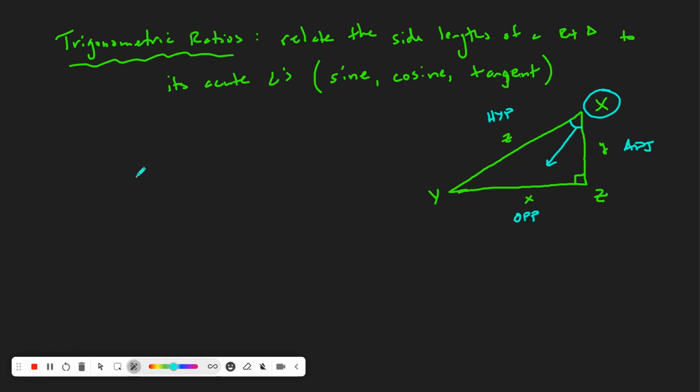Okay, so now if I want to find the sine of angle X, we would write it as sin, lowercase, X. So sine of X equals, and by definition, the sine is the opposite leg over the hypotenuse.